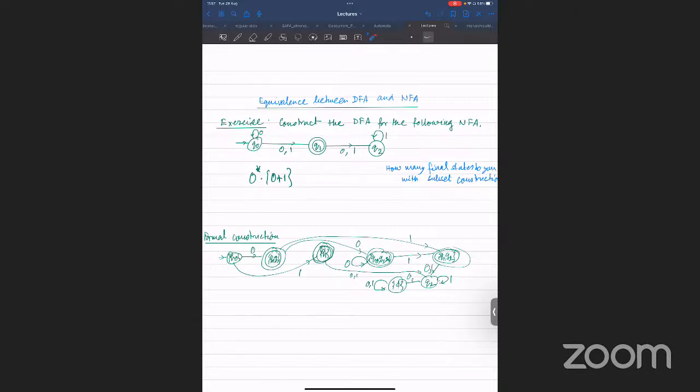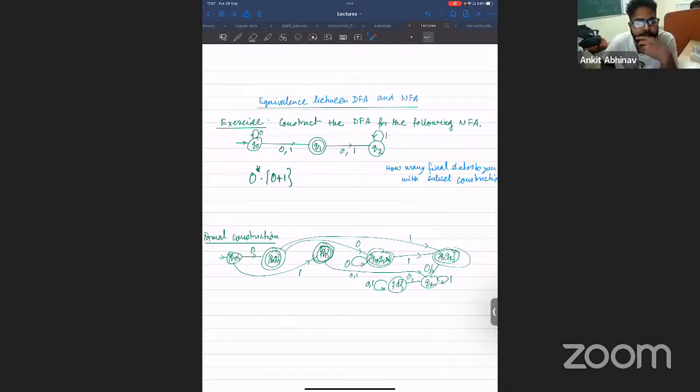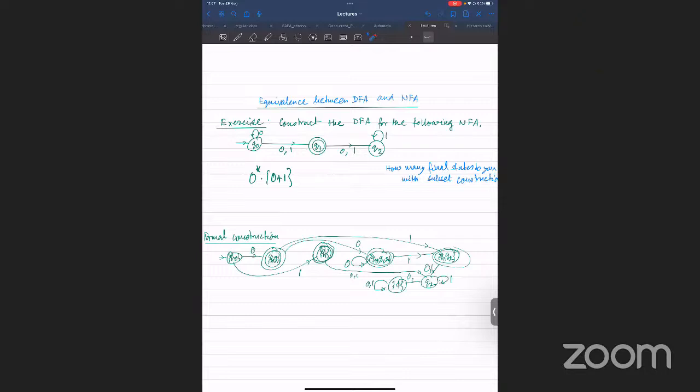No, how do you get n into n? At every step you go to some n states, but you are not going to all those n states. You are going to only a subset of those n states. And there can be 2 raised to n such subsets, right?